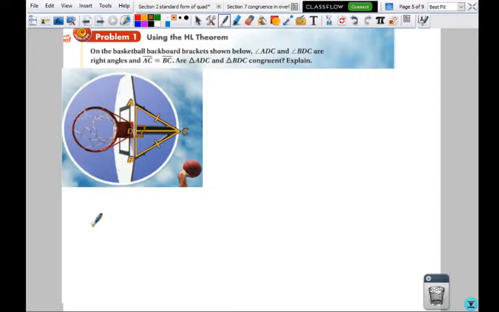So, because I have two 90s, I'm going to check out my hypotenuses, the longest sides. And my longest sides are congruent. I got side, side. I just need one set of legs now, one set of the smaller sides, to be congruent.